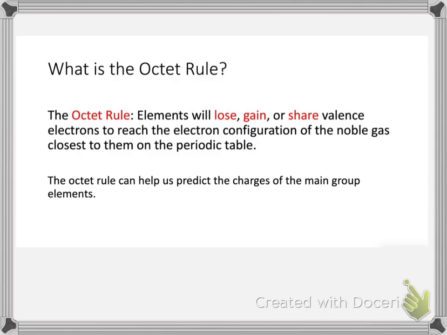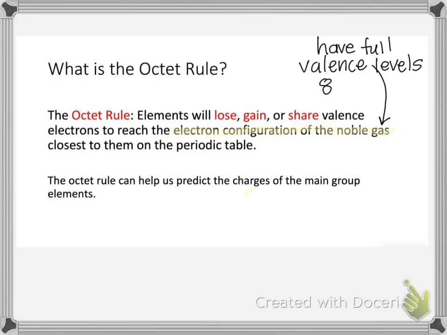So the rule or the idea that we'll use to predict the charges of the representative elements is called the octet rule. So the octet rule, which you can think of as 8, says, as you can read here, that elements are going to gain, lose, or share valence electrons to look like the electron configuration of a noble gas. Remember, the noble gases have full outer shells. That means they have 8 electrons in their outer shell or their valence shell. This is a very stable electron configuration, and so the other elements try to reach that by gaining and losing their electrons. And so this is what we use to help predict the charges of the representative or main group elements.